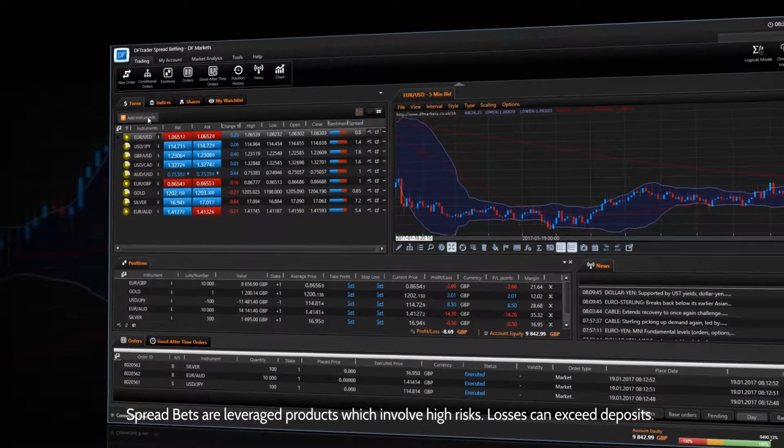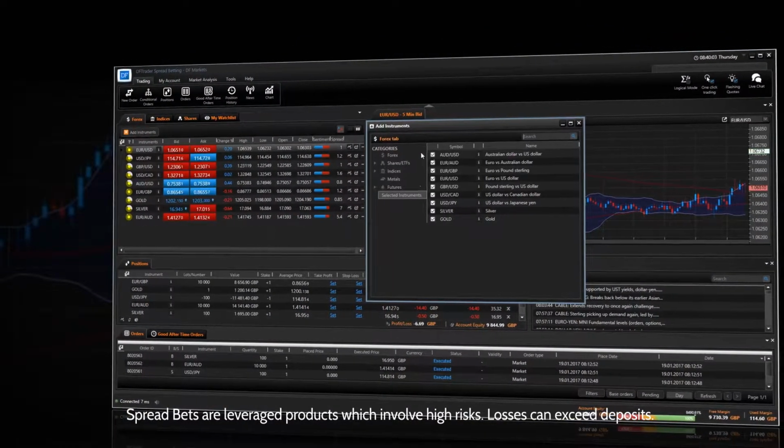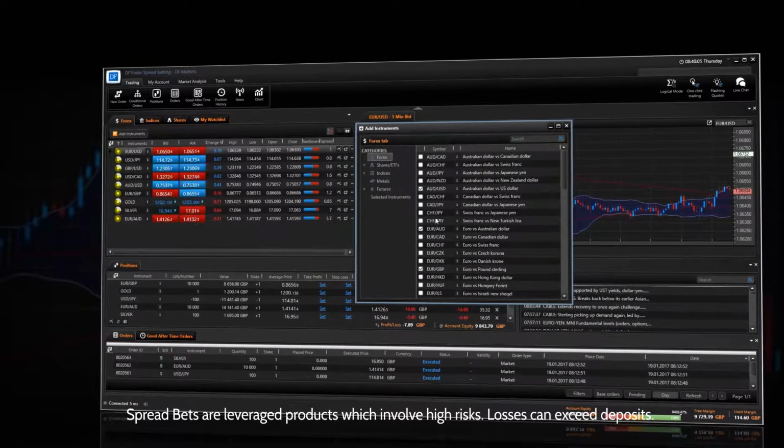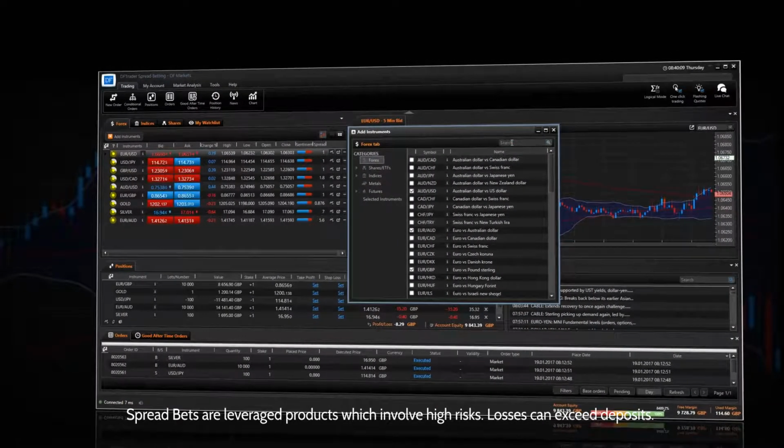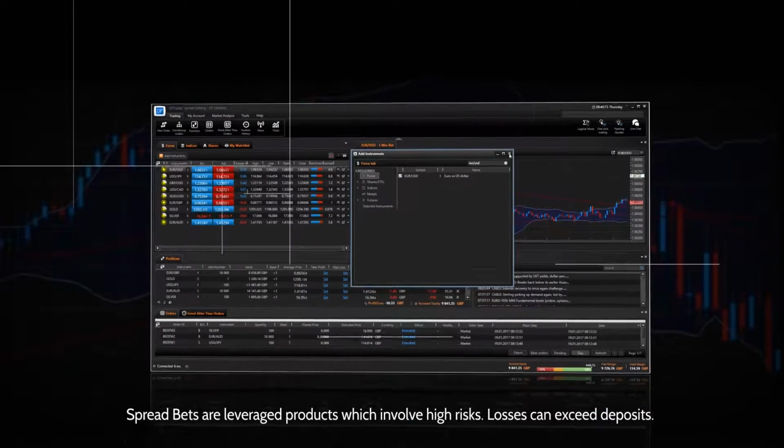Adding more markets to any of the 4 tabs is done by clicking the Add Instruments button and choosing the instrument from the list. You can also use the search function to locate the instrument you wish to trade.